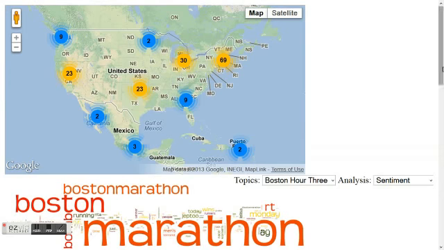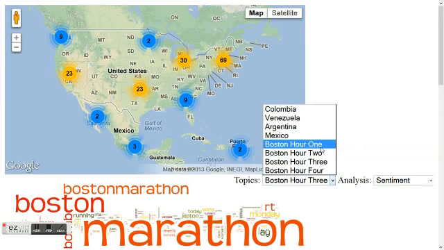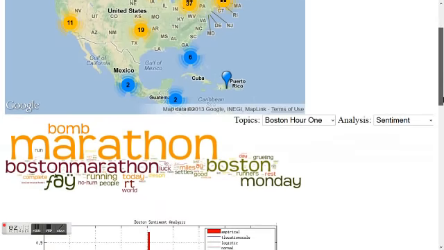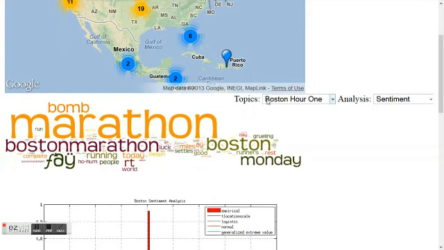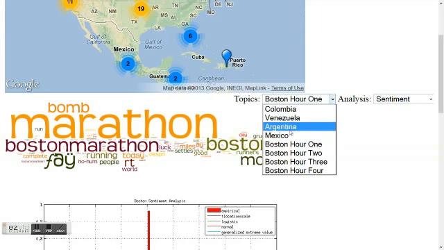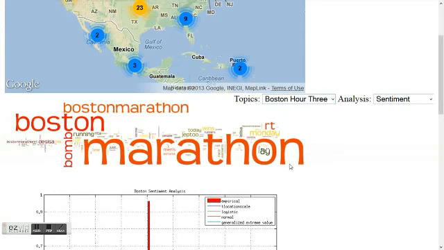The sentiment analysis shows that the word bomb was used more frequently in the first hour as compared to the third hour. These are the results of the sentiment analysis performed on the Boston tweets.